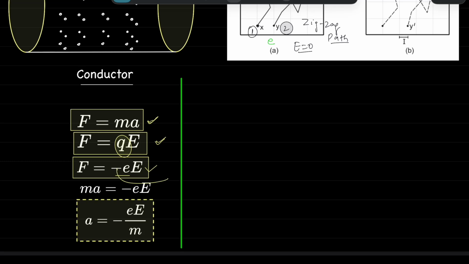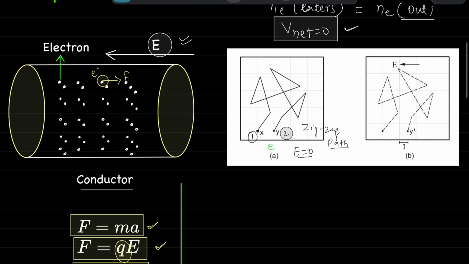What does this minus represent? Opposite direction. What is the meaning of opposite direction? It means that the electric field and force both have opposite directions. So here, as the electric field is moving in a right to left direction, the force is acting in the left to right direction. You can understand it this way.